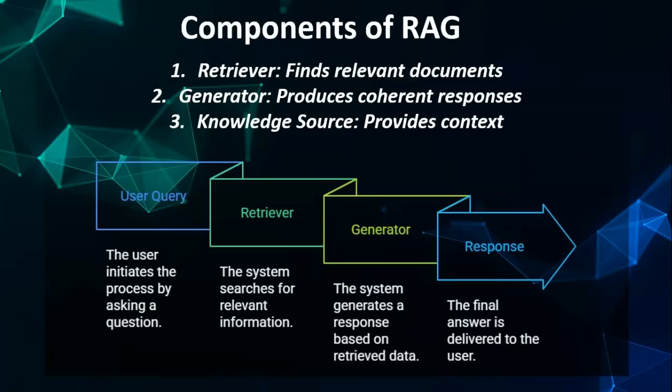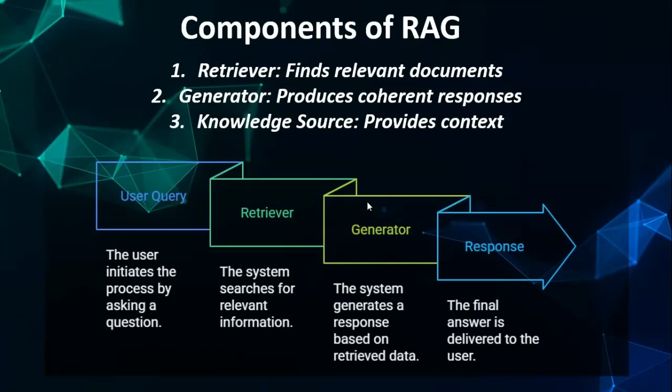Let's dive right in. At its core, RAG has three main components: the retriever, the generator, and the knowledge source. The retriever's job is to find the most relevant documents. The generator then uses this information to produce coherent and contextually appropriate responses. And the knowledge source? That's the well of information providing the necessary context.